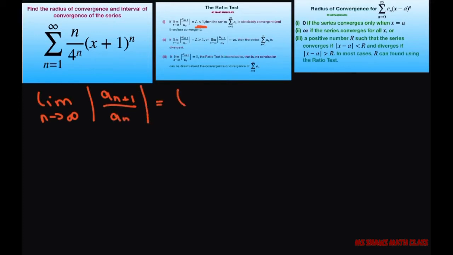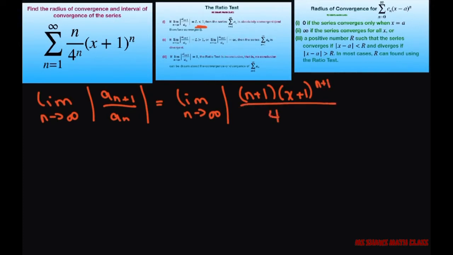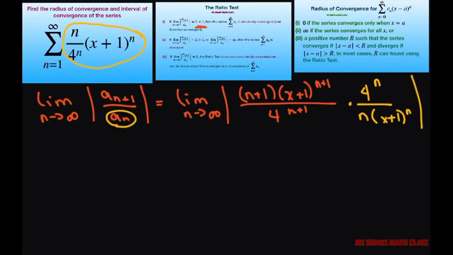Okay, so substituting in everything, we're going to get the absolute value of n plus 1 times (x plus 1) to the power of n plus 1, divided by 4 to the power of n plus 1. And then when you divide by a sub n, it's the same as multiplying by the reciprocal. So that's going to be times 4 to the power of n divided by n times (x plus 1) to the nth power. All right, let's simplify all this.